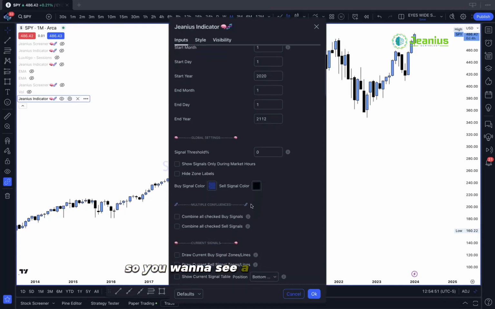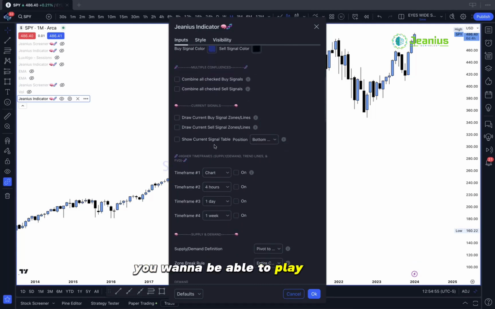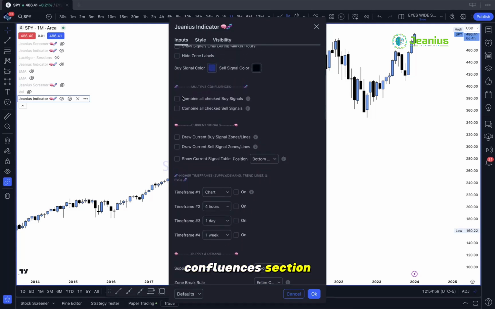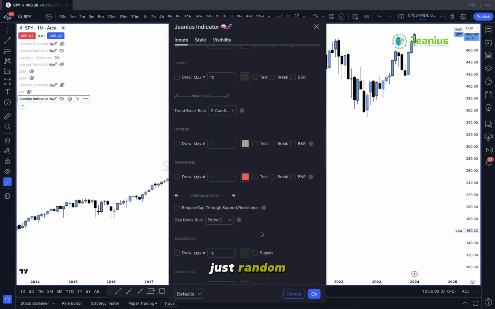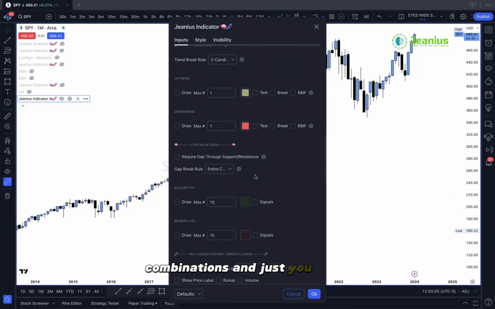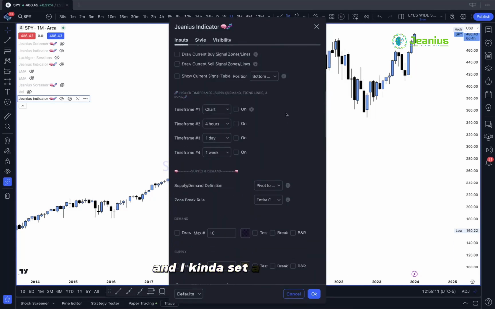So you want to see a lot of confluences, and you want to be able to play with this. You want to be able to play with the confluences section just by tapping everything on and just going through and picking random combinations, and that's how I was able to come up with my playbook using Jeanius. I just had to pretty much go through, and I kind of set a certain date.